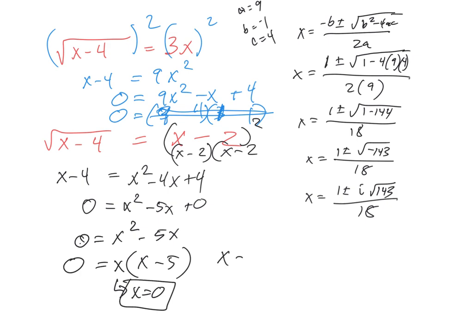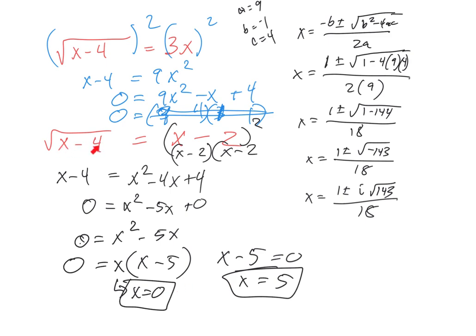And then I'm going to set x minus 5 equal to 0. So when x equals 5, I put 5 in here. 5 minus 5 is 0. 0 times 5 is 0. When I put 0 in here, 0 times negative 5, also 0. My two answers are this. And if I need to go back up, I can check.